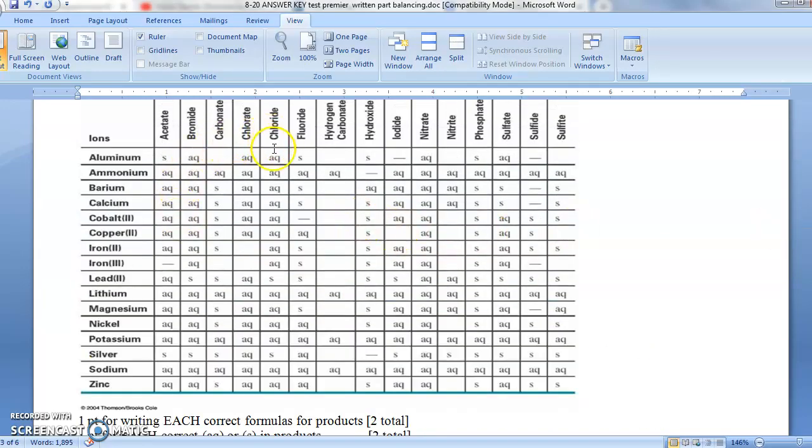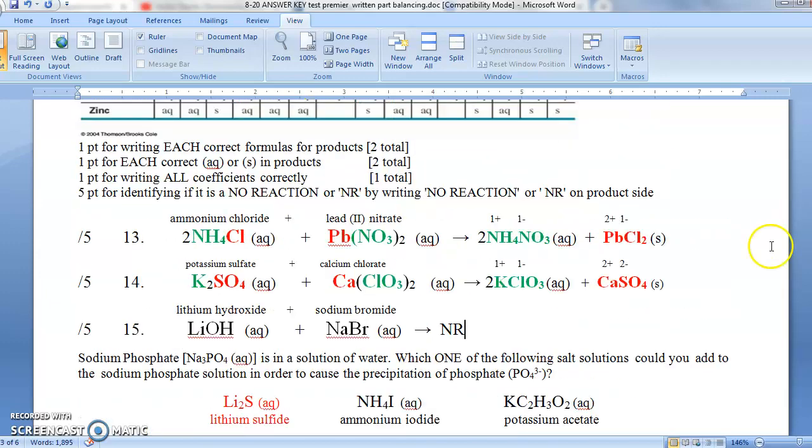Here's the chloride column. We go down to lead, lead 2. Chloride column. Lead 2 chloride is insoluble. There's our lead 2. There's our chloride. So that would still precipitate out of solution. I'm glad we went back to double check to make sure it was balanced. 2 chlorides there. We need a 2 in front. That gives us 2 ammoniums. There's my 2 ammoniums right there. That gives us 2 nitrates in front. 2 right there. We're good to go.